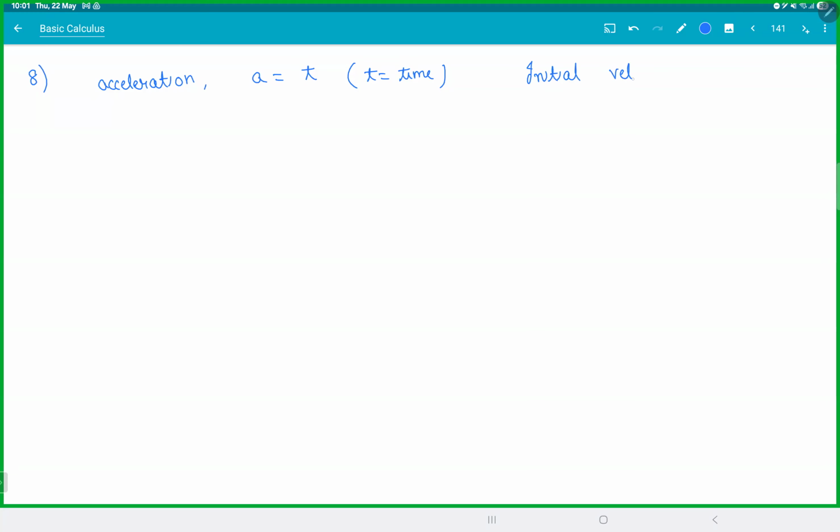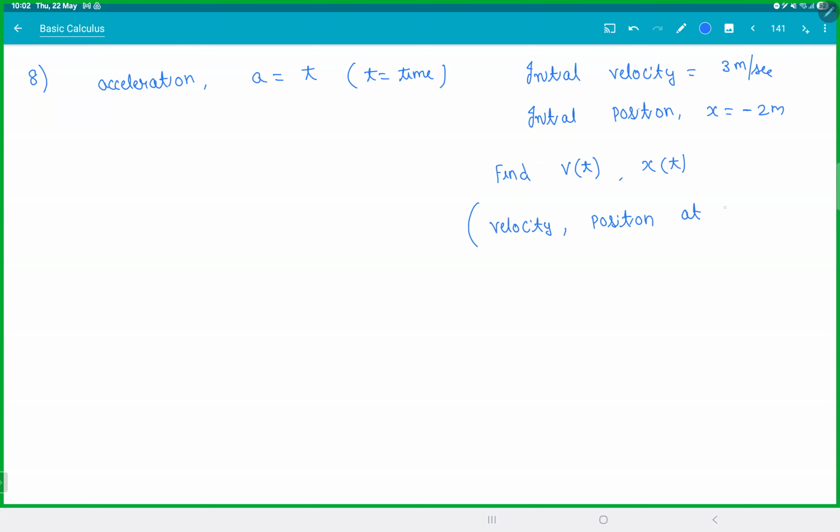Your initial velocity was 3 meters per second. Your initial position was x equal to minus 2 meters. Find the velocity and the position as function of time t. That is, find v of t and x of t. Find the velocity of the particle and position of the particle after time t. This would be a decent mains level question. Still an easy one, but still a decent one.